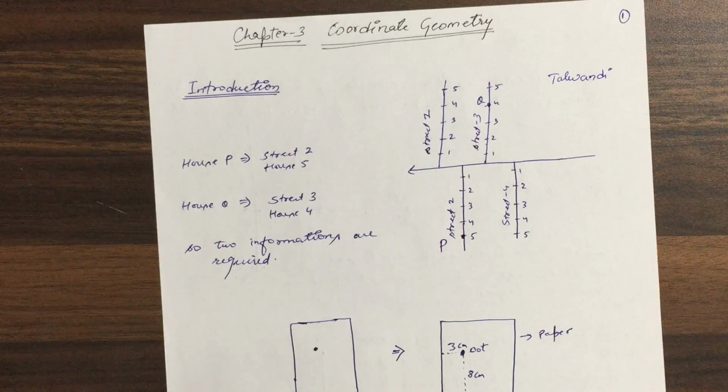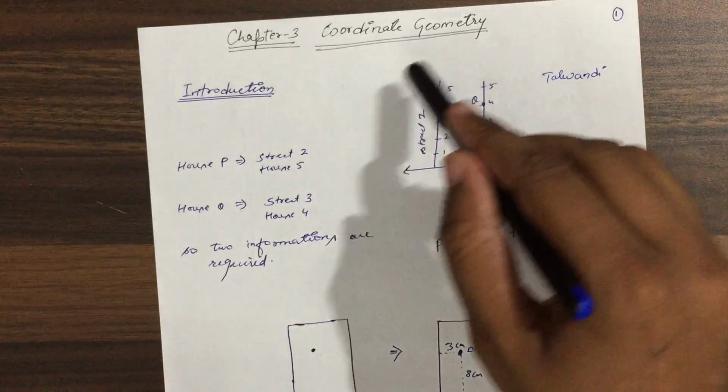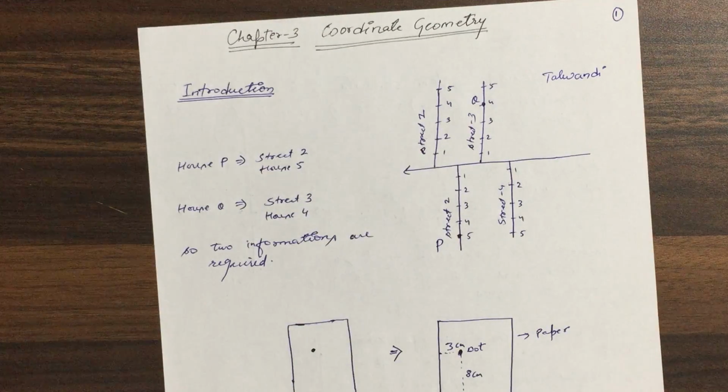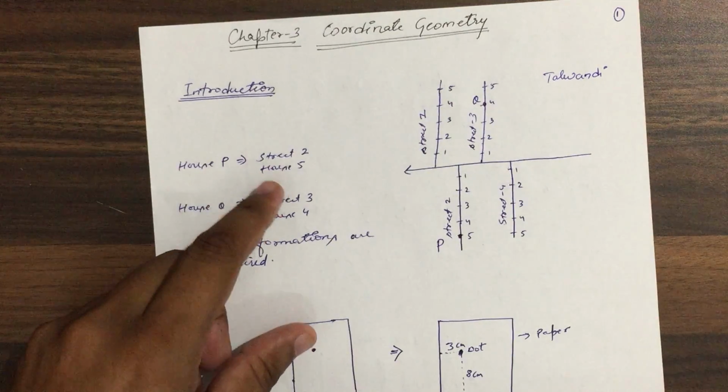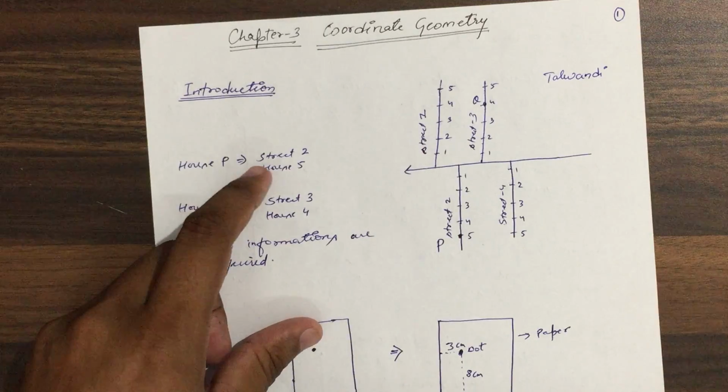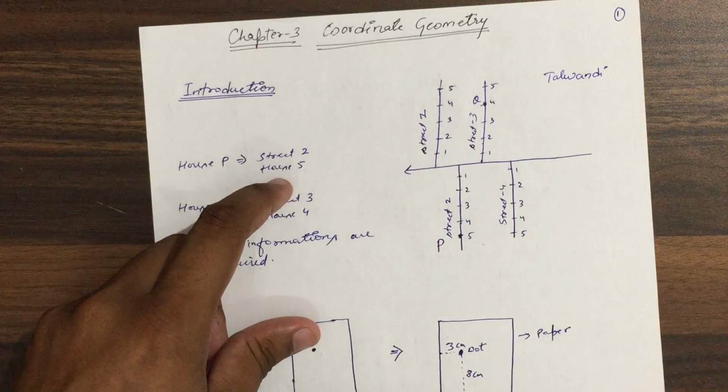So let us start. Suppose this is the map of one locality, say Talwandi. Now I will say go to house number P. I say to you, go to house number P. Then you will scratch your head and say, Talwandi is too big, where will I go, where will house P be? There will be a lot of questions and it will be very hard for you to find house P. Now suppose I tell you, go to house P. Where is house P? I will say go to street 2 and it is house number 5.